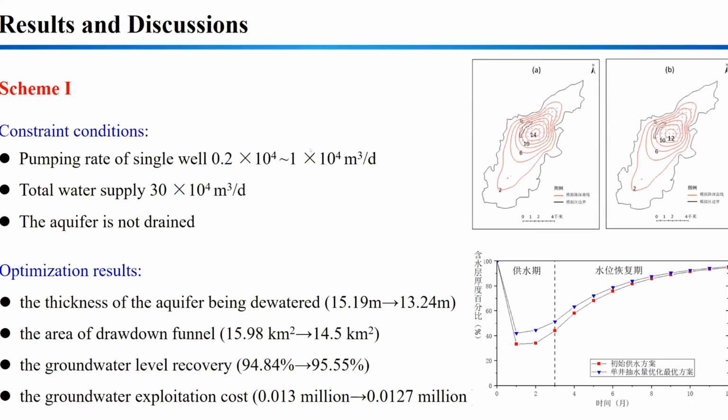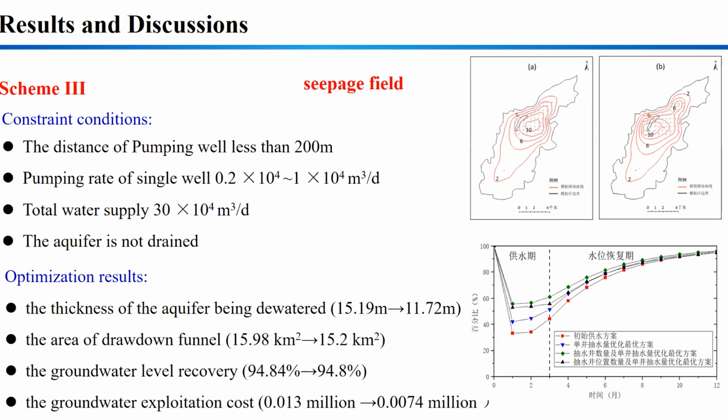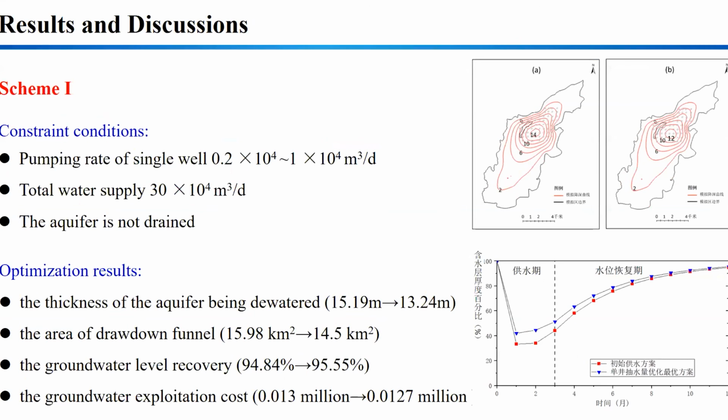The figure shows the seepage field, the drawdown funnel, and the groundwater level recovery under different pumping schemes. Similarly, we use the model to simulate scheme 2. Constraint conditions include the pumping rate of single well, total water supply, and the aquifer. It is similar to scheme 1.